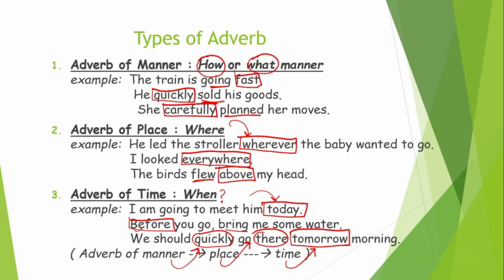When there is more than one adverb in a sentence, it should follow this order. First, the adverb of manner should come in the sentence. Then after that, the adverb of place. And then the adverb of time.